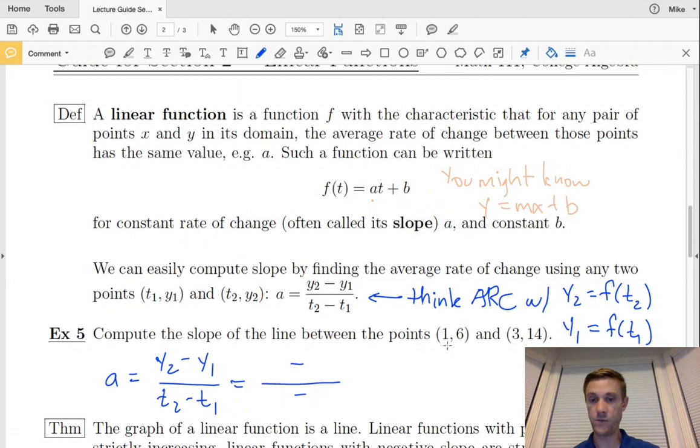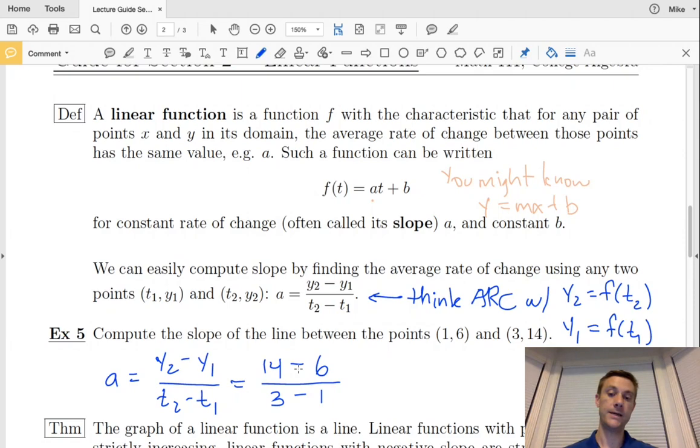Okay, so t sub 1 was just 1, so that's part of our denominator. And then y sub 1, the output, would be 6. And our second point, here's our t sub 2 and our y sub 2. So t sub 2 would be the first value there, and then over to 14 for our output. Great. So as long as you get the order of these things correct, you're totally fine.